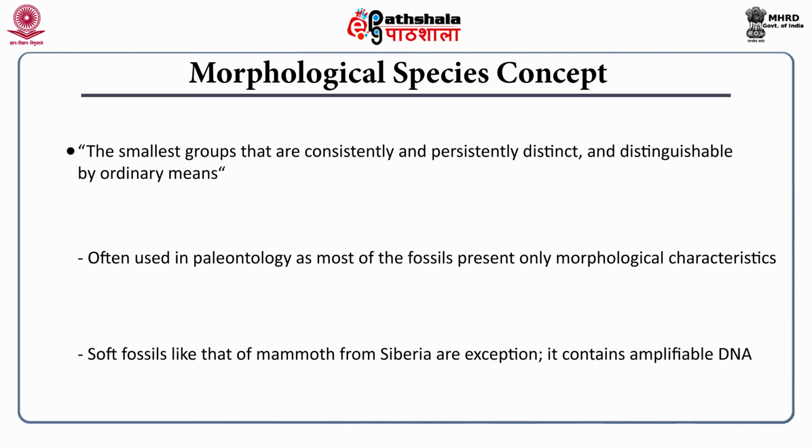So for example, with the biological species concept, obviously we cannot test the reproductive compatibility of 2 different fossils. And in the case of the phylogenetic species concept, the phylogenetic concept mostly works with DNA sequence data and or protein sequence data. Of course, if the fossil is a trace fossil and millions of years old, there is no DNA to be amplified. But of course, there are soft fossils. For example, the fossil of a mammoth is an exception that does contain DNA, and the DNA has already been amplified.